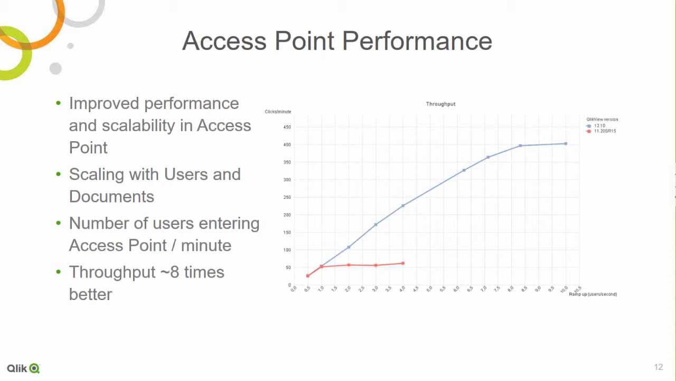So the graph is also from in-house load testing by Scalability, and you can see there is quite a major difference here in the clicks per minute that you can push through before you start hitting some kind of bottleneck here. The throughput is around 8 times better. So this is scaling with both users and documents. You can have more users and more documents on your access point before the performance becomes poor. Definitely a welcome addition.